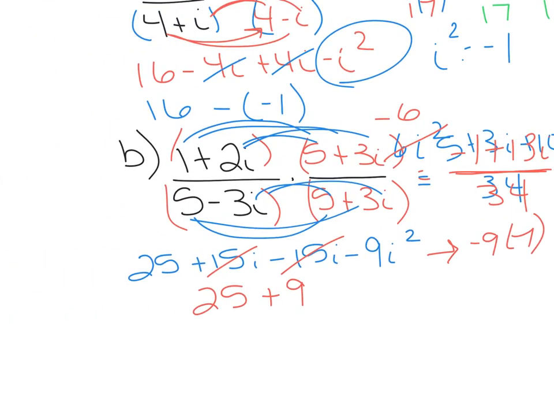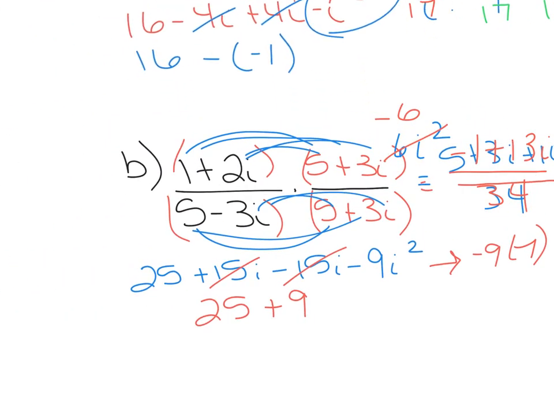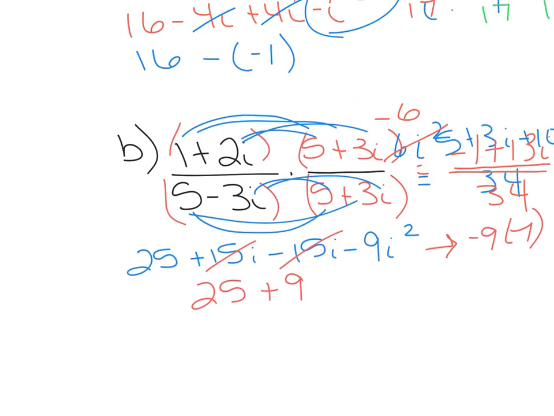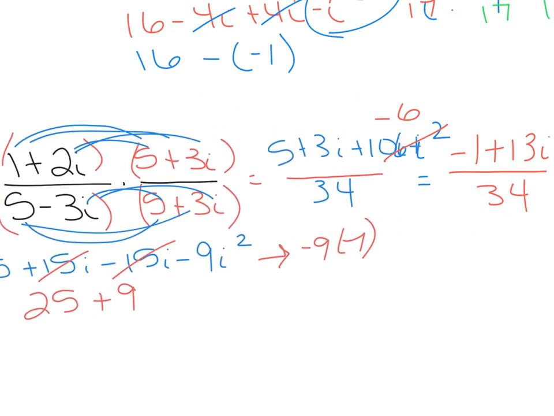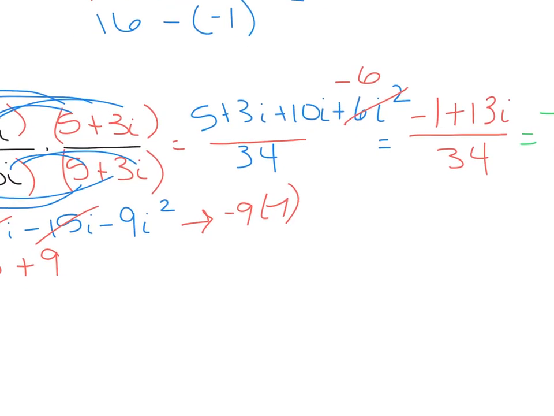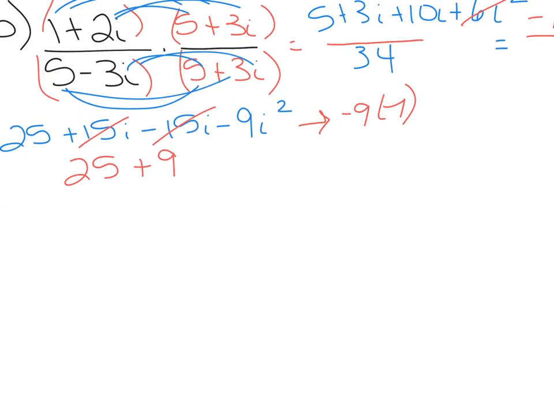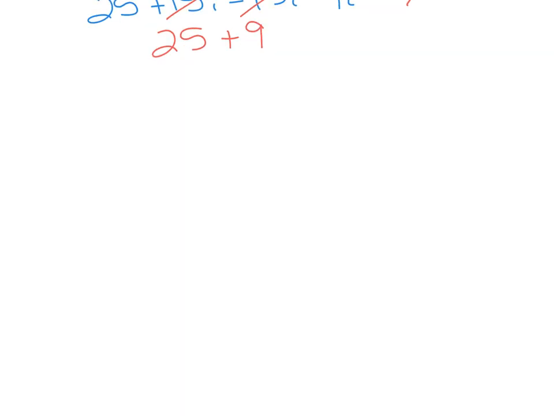All right, letter C says 10 over 9i. This one's different because you don't need a conjugate if there's only one term. If this is a monomial, you can just multiply times i in the denominator and i in the numerator, and that will just simplify.